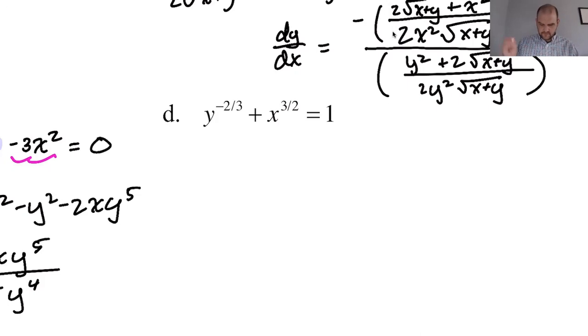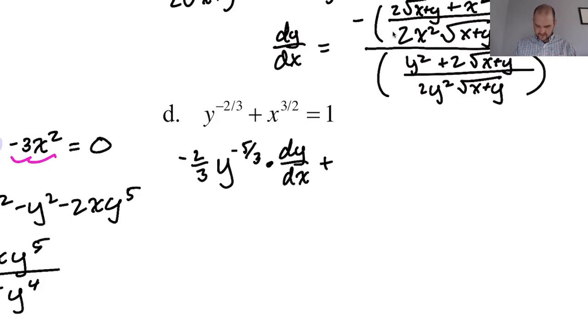So power rule on the first part, negative 2/3 y to the negative 5/3, but y is a function of x, so this is a chain rule, dy/dx. And then 3/2 x to the 1/2. I was definitely going to put negative 1/2 there. You all saw it. So we get this, and then equals, don't forget the derivative of a constant is 0. This is your chance to make the worst mistake, so don't do it.